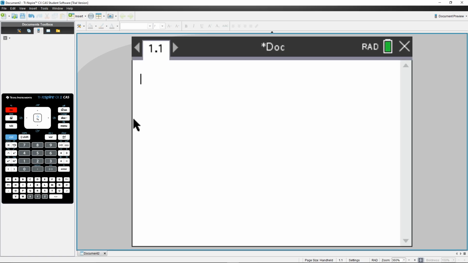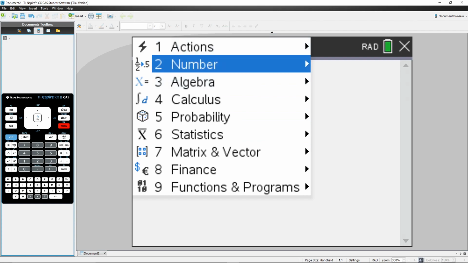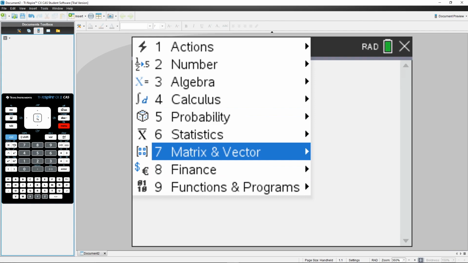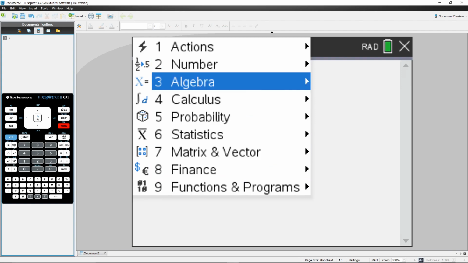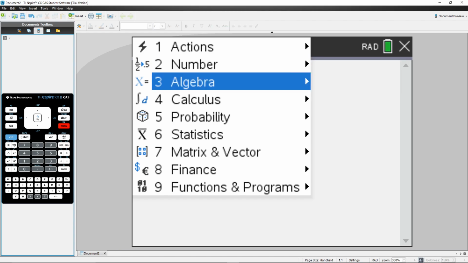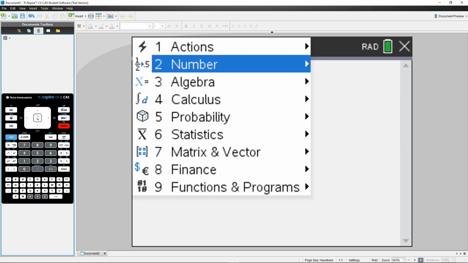Once we're on the calculator page, we just go to menu, and over here is a list of different categories of functions. And for the SAT, the most common ones you're going to use are number, algebra, and probability. So we'll run through the most important functions in each of those categories right now. We'll start with number.